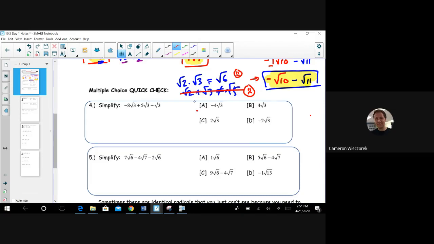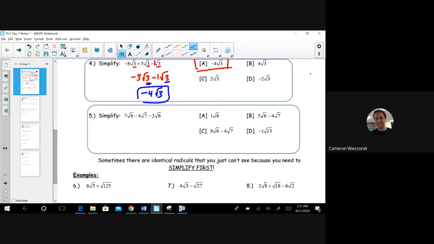Okay, so this one should be A. I notice all of them have a rad 3, so I'm just going to add the coefficients in front. Negative 8 plus 5 is negative 3 rad 3. Put my invisible 1 here, negative 1 rad 3. Still the same ending, so I can just combine the outside numbers. Negative 3 minus 1 would be negative 4 rad 3. This is just combining like terms.